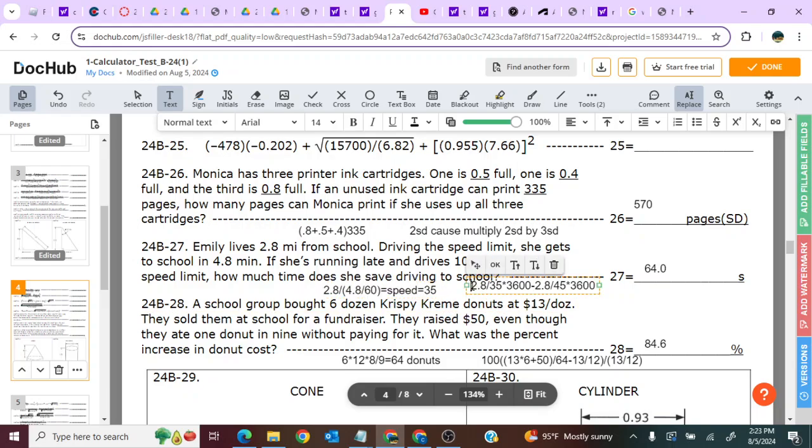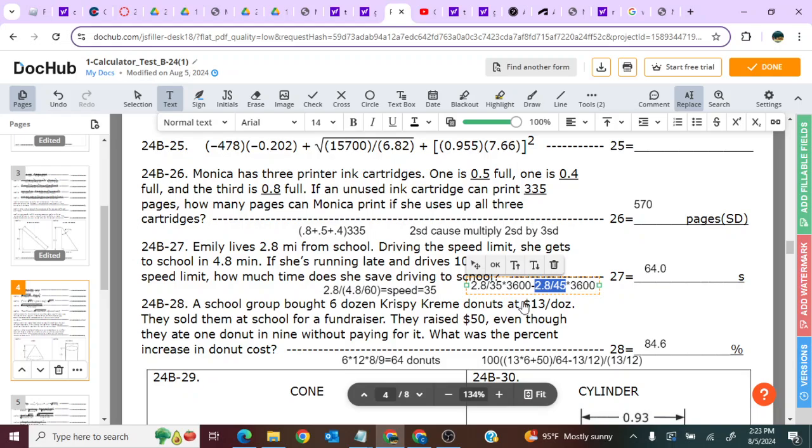Once you have that, you know that 10 miles per hour over is 45, so the amount of time it takes is distance over speed. Distance over speed gets you the time in hours, convert to seconds. Then you do the same thing for going 10 miles per hour over to find the amount of time she saves. And if you do that, you get 64.0 seconds.